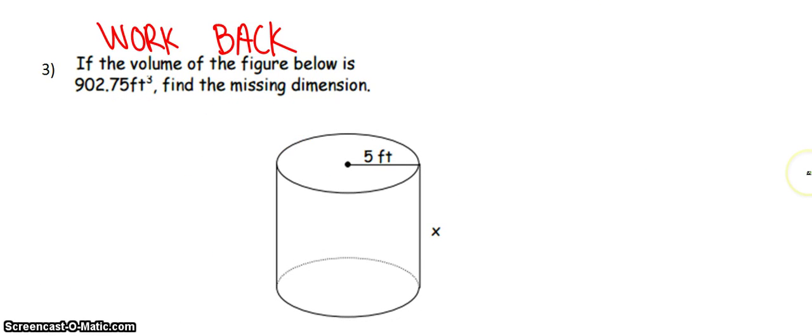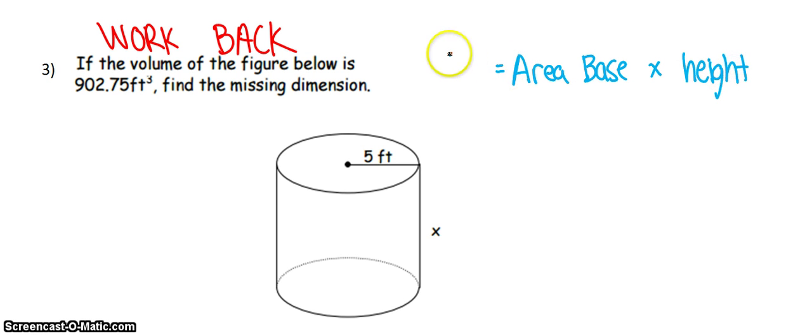Okay, the last one you have to work backwards. So you're given the volume, and you want to find the dimension. So in this case, we want to find the height. So I want to write the formula down first. I know that the area of the base times the height equals my volume of my cylinder.